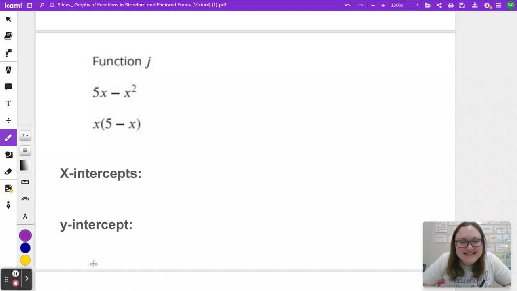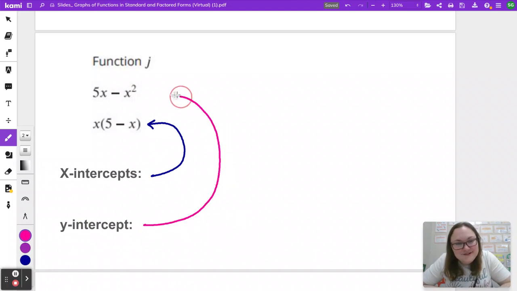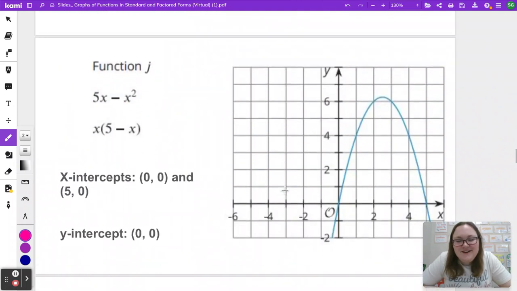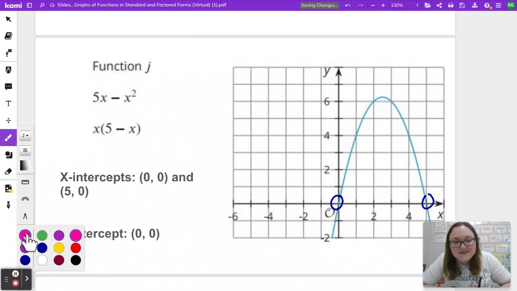All right, so here's the test. Remember, to find the x-intercepts, you should have been looking at factored form. And to find your y-intercept, you should have been looking at standard form. So I'm going to scroll down, show the graph, and show what the correct answers are, and then we can talk about how you would figure them out if you had trouble doing so. So down here, from this graph, we see that the x-intercepts are at (0, 0) and (5, 0), and the y-intercept is also at that (0, 0).